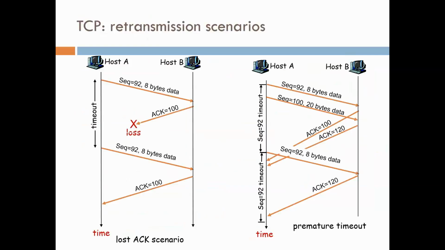We can see some additional examples here. Let us say host A sends a packet with sequence number 92 and it is carrying 8 bytes. The acknowledgement for that will be acknowledgement 100, because this packet will have bytes 92, 93, 94, 95, 96, 97, 98, and 99, indicating that the next byte expected is byte 100. If the acknowledgement is lost, then A will not know. The timer will eventually expire and A will retransmit the packet. Not a problem. B will receive it and will just retransmit the acknowledgement again.